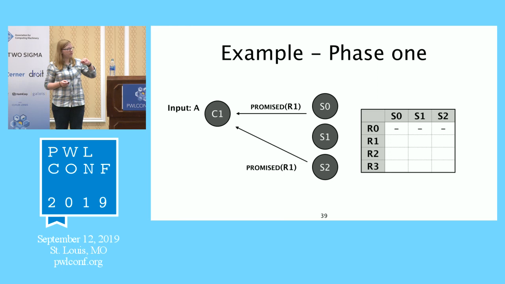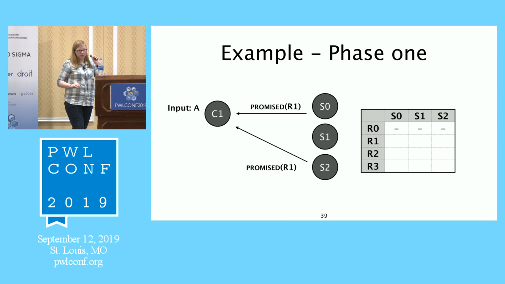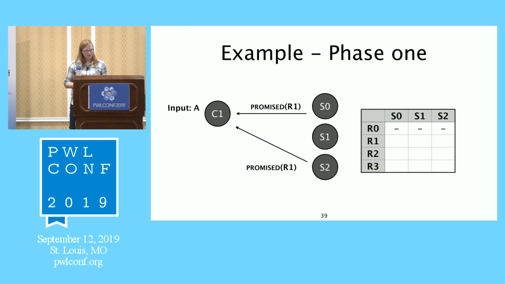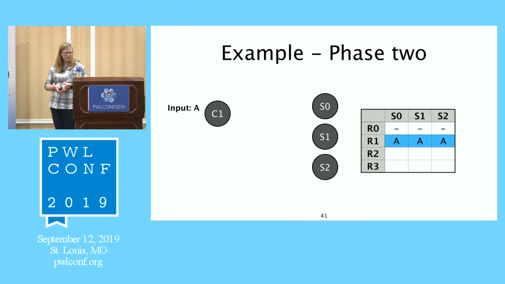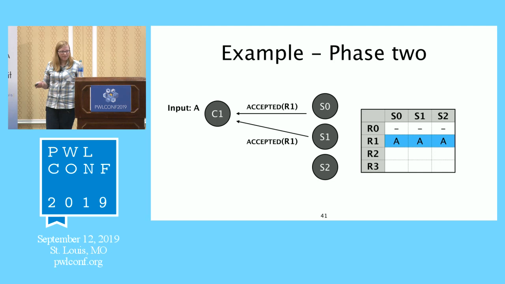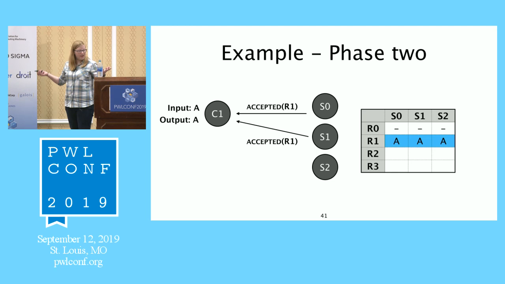So I'm just going to draw the two messages to make that clear. Now we can proceed to the second phase, and we've learned that the client can propose its own value A to register R1. So we see that in the proposed message. The servers write the value A into register R1, and they respond saying, I've accepted your proposal, I've done as you asked me to do. And so when the client sees this from two of three servers, they're like, cool, consensus reached, I'm going to output A.